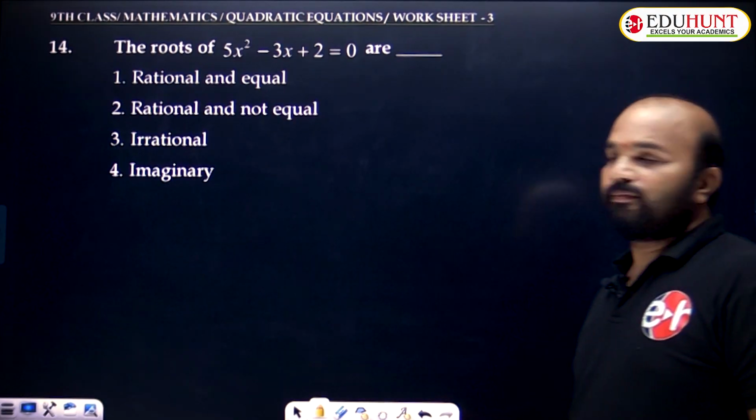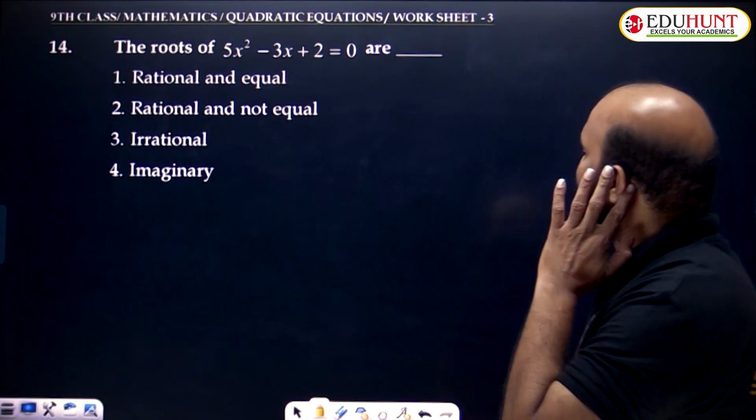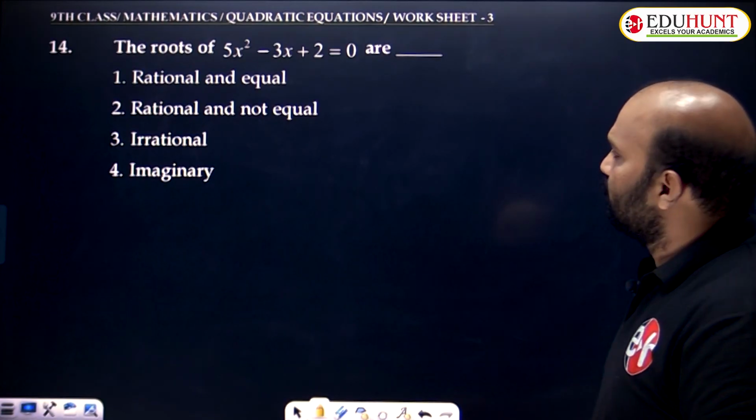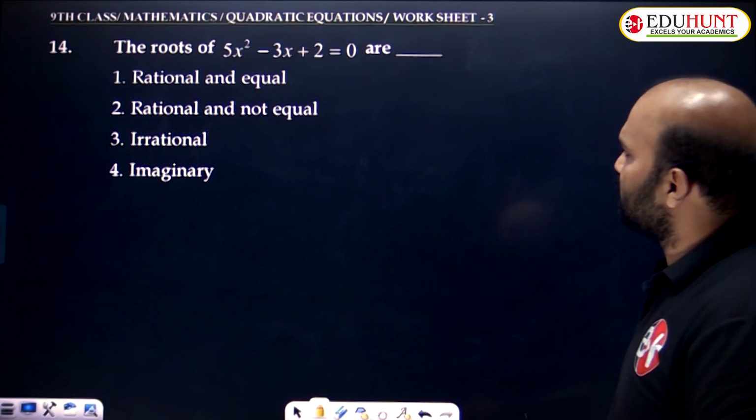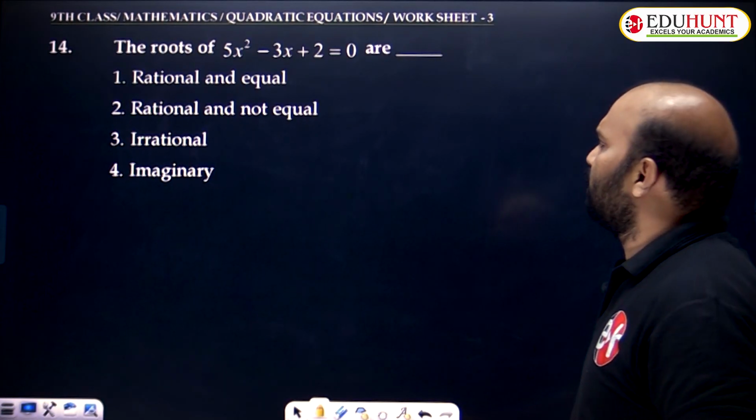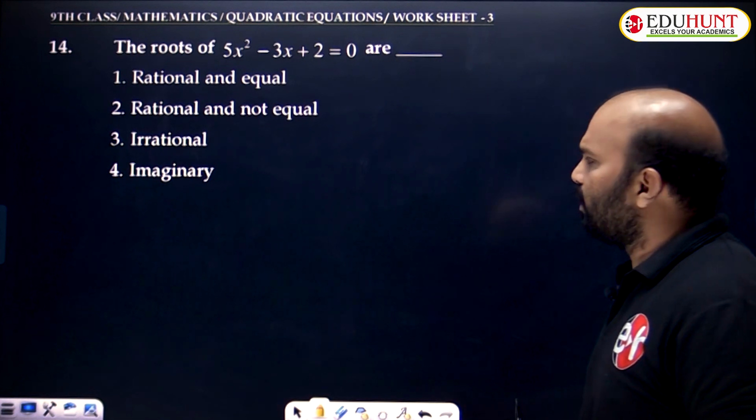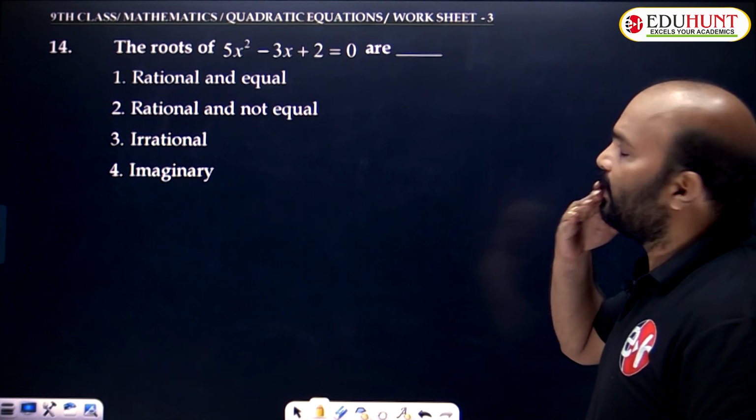So let's go to question number 14. The roots of 5x² − 3x + 2 = 0 are: option 1, rational and equal; option 2, rational and not equal; option 3, irrational; option 4, imaginary. So clearly we need to verify it.